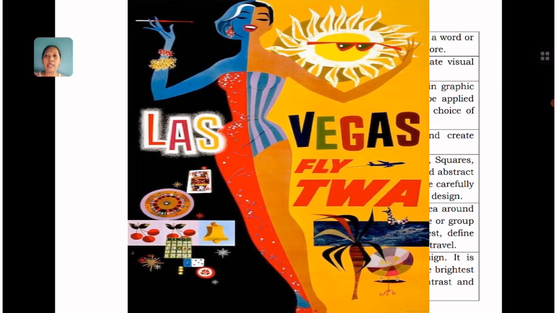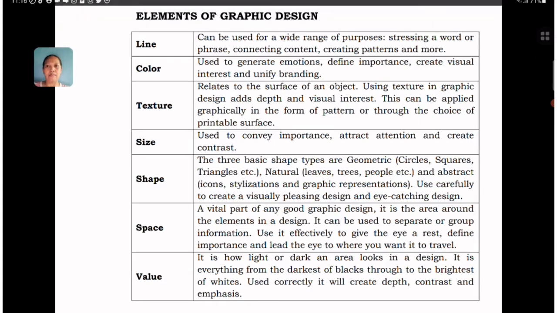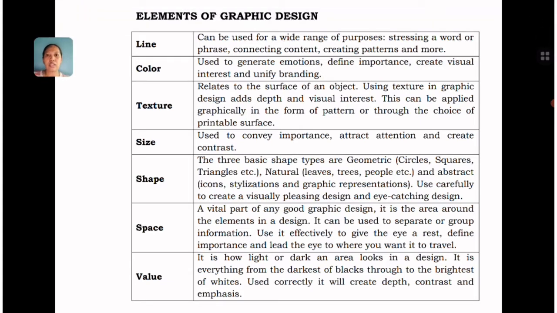Okay, so yung bawat element, may mga function yan para dun sa ating design. So yung line, para pwedeng pang stress ng word. Of course, color, it adds beauty or visual interest dun sa ating design. Texture, it adds depth. Okay? Yung size naman, it can convey importance or attract attention.